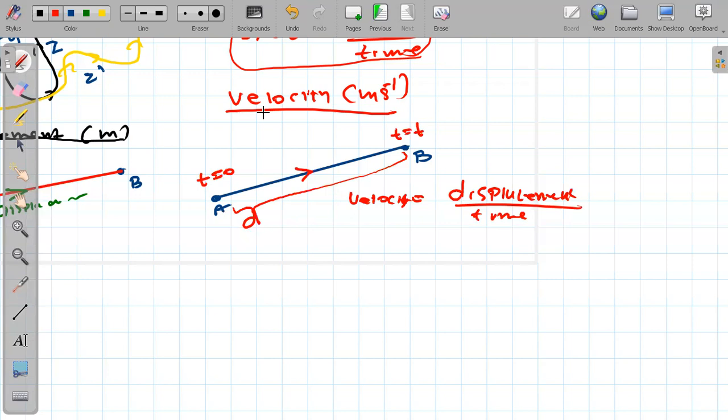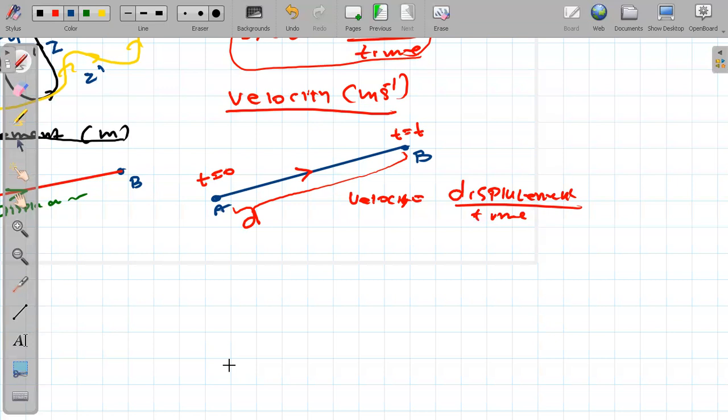Right, the definition should be, you can write that definition: the rate of change of displacement. In the previous one, it is distance. Here it is displacement. You have to write it like the rate of change of displacement.